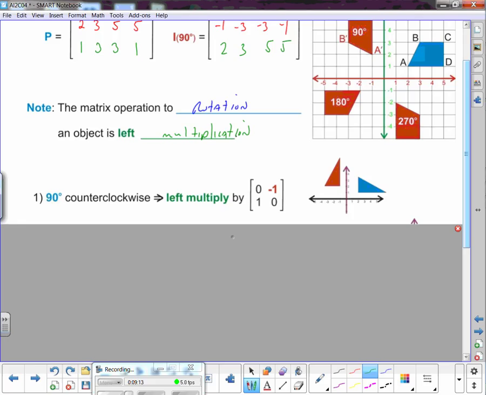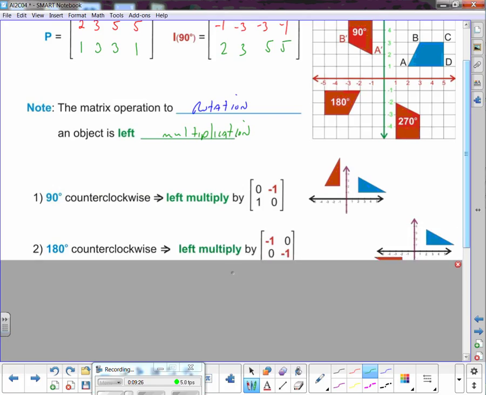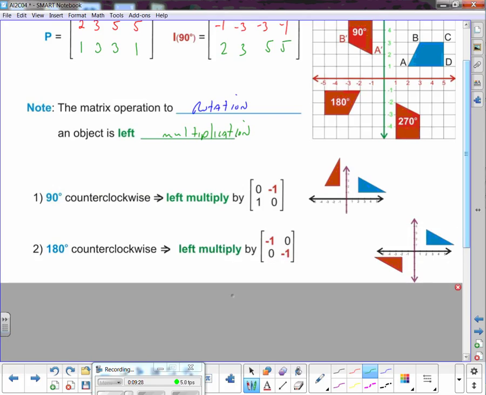A 0, -1 top row, 1, 0 bottom row causes the bottom to become the top with negatives and the top to become the bottom. Okay, that's the matrix multiplication for 90. 180 is -1, 0, 0, -1, and that's going to now rotate it.